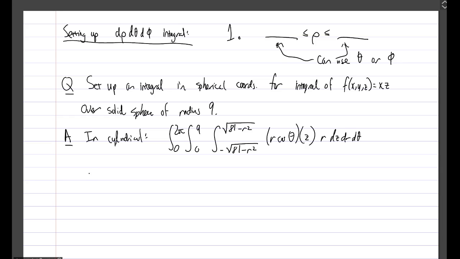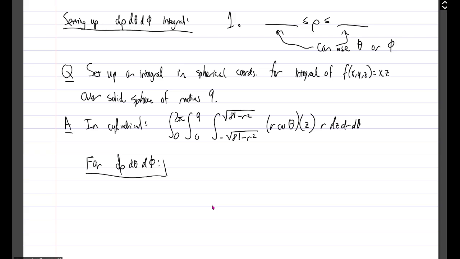Now, for doing this as a d rho d theta d phi integral, let's talk about how this would be different. We should figure out bounds for rho, and then once we've figured out bounds for rho, we should figure out bounds for theta. Theta should be between what and what. And theta can mention phi if we want, and then phi itself needs to be bounded by constants.